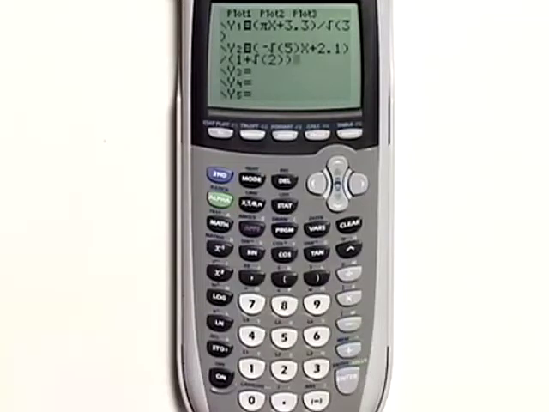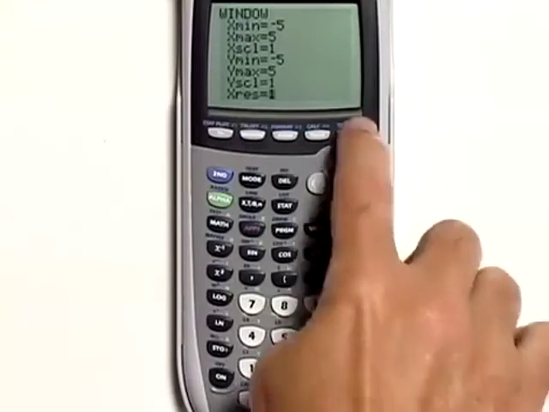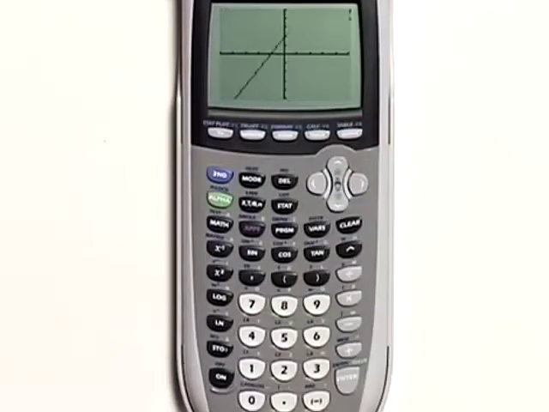Let's set the window. We hit the window key, and we want that to be negative 5, so hit negative 5 and enter. We want this to be positive 5, hit enter. The scale we want to be 1. We want the same numbers for the y values, so negative 5 is already there. Then we hit enter, enter 5 and hit enter, press 1 and hit enter. So we now have the correct window. Now let's hit the graph key, and we'll get a graph of our two lines, as you can see them being drawn.